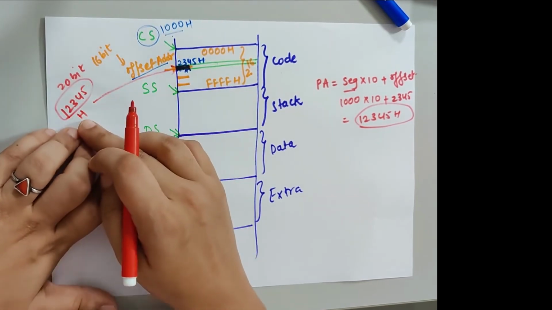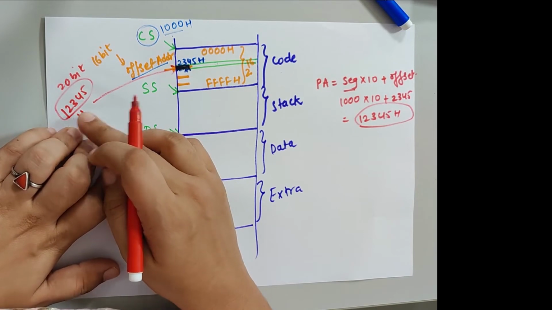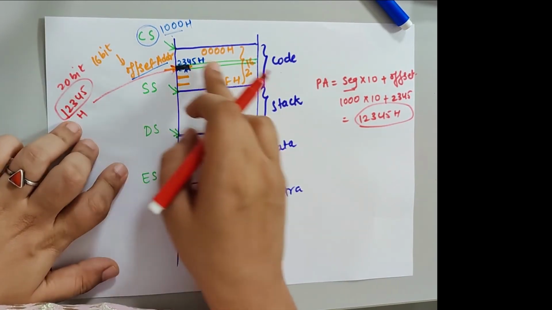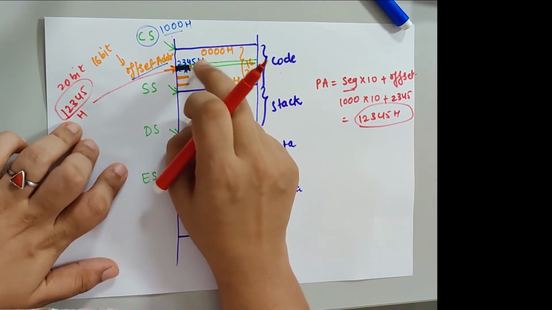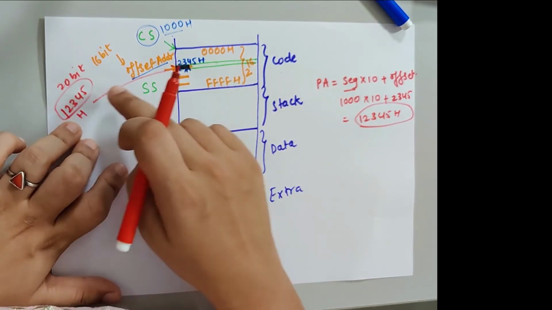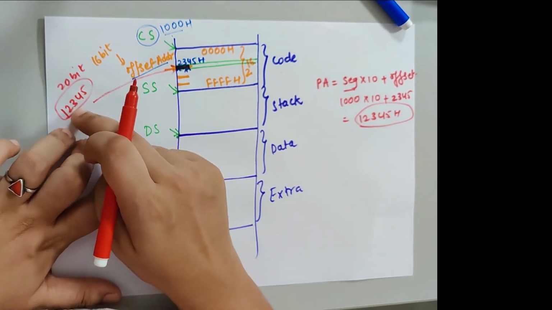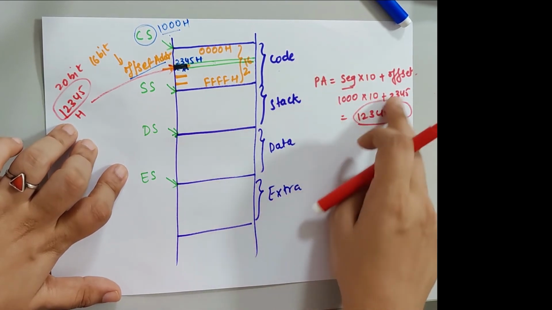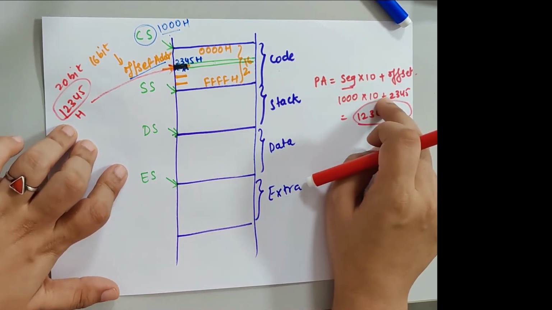Whenever I want to access an instruction from the memory, which address will I give? I will give the physical address because my address bus is 20 bits. But the instructions which are stored in the memory are using virtual addresses, right? So with the help of the segment address and the offset address, the MPU has to identify the physical address, and this is how the MPU calculates the physical address from the segment address and the offset address.